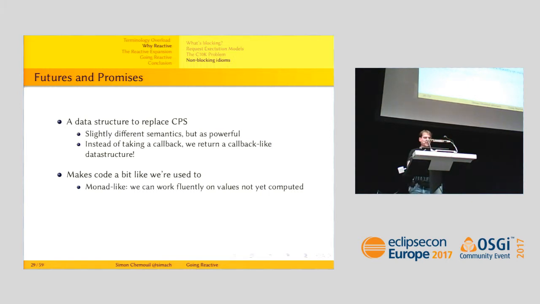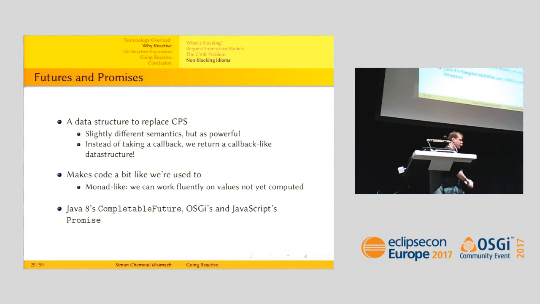So it just says that we can work on values not yet ready. I'll show you that in a moment. So this is implemented in Java 8's CompletableFuture. That works, but it has an API surface very, very big, and it's a bit ugly. So OSGi has a promise API that has the same functionality, but in a more elegant way, and JavaScript as well.